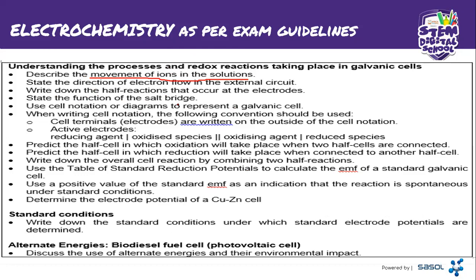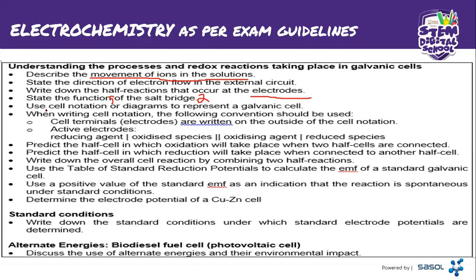Again, we must be able to write down half reactions that occur at the electrodes, that is the anode and the cathode. And then we must be able to state the functions of the salt bridge. And remember, we have 2 of those, right? I hope you still remember that.